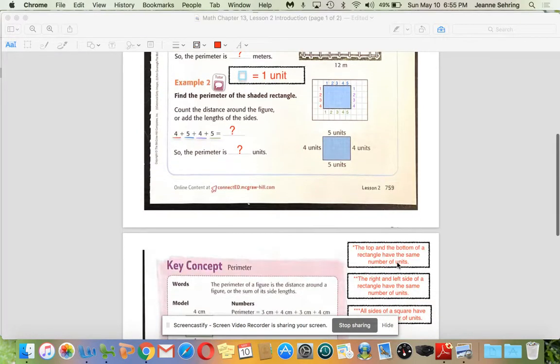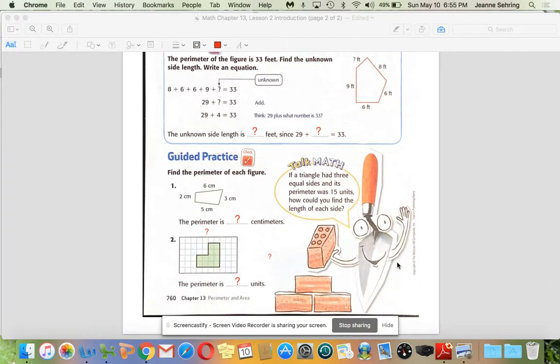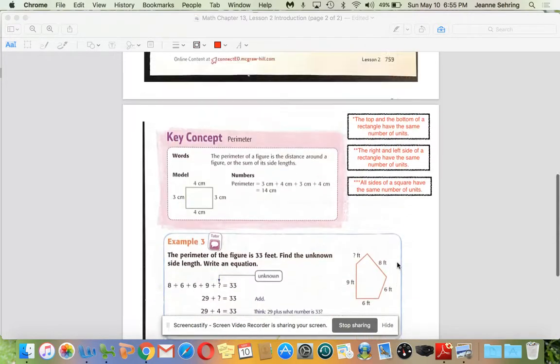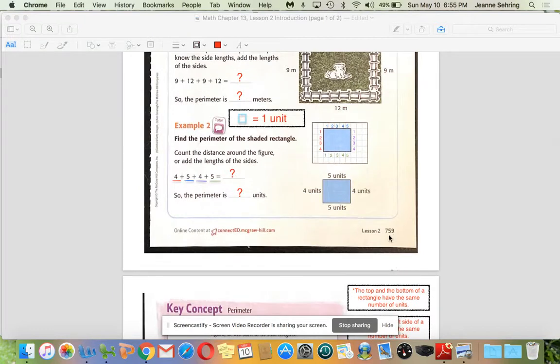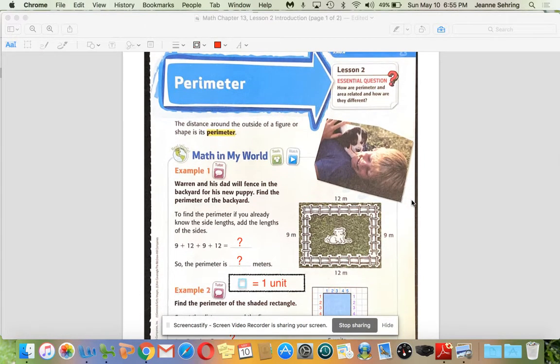Because perimeter is fun. That's the thing I chose for our last week, and I think it's fun, but you know me, I'm kind of a math nerd. I kind of like all this stuff. So I would like for you to open up your workbook to page 759. That's where we're going to start today. Chapter 13, lesson 2. We only have 2 more lessons to go this week, and then it's summertime. Alrighty. So we're going to talk about perimeter.